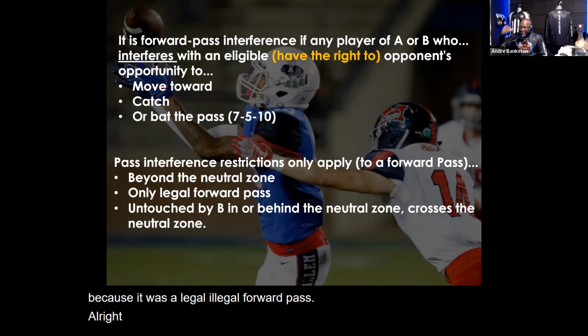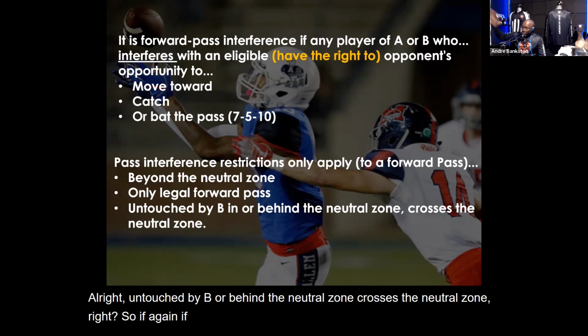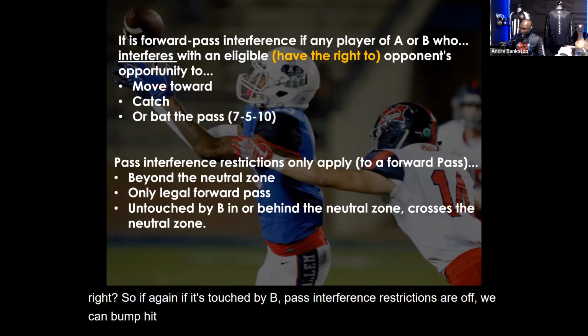Untouched by B, in or behind the neutral zone, crosses the neutral zone. So if it's touched by B, pass interference restrictions are off. We can bump, hit each other, knock each other out of the way to get to the football.